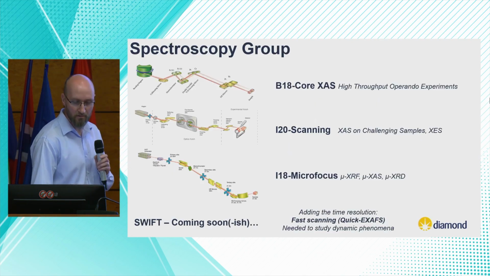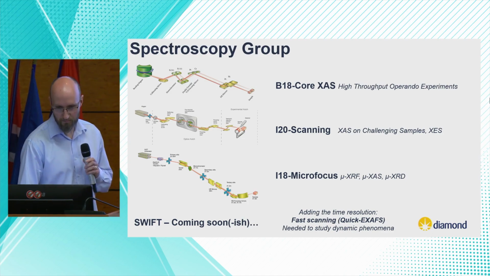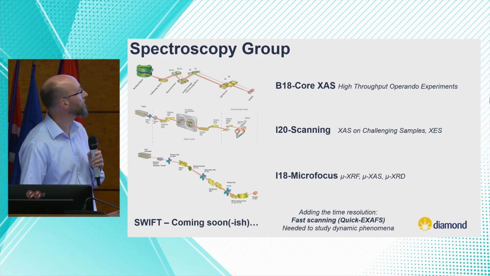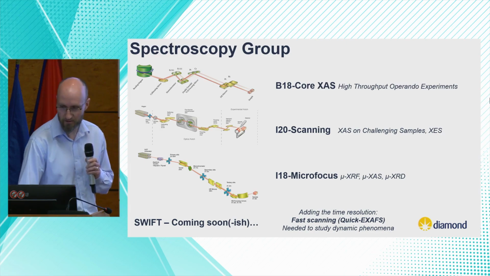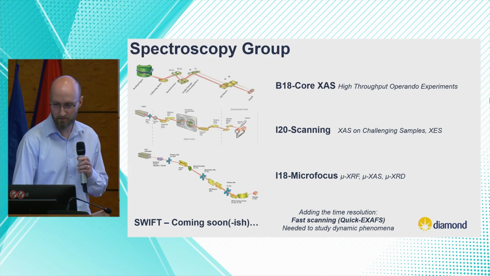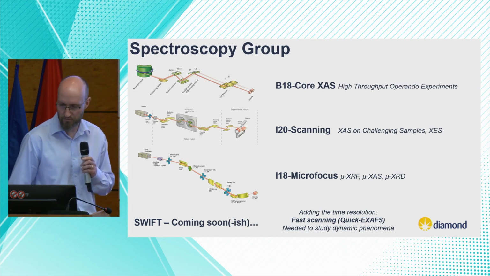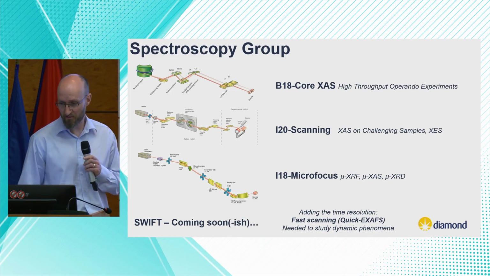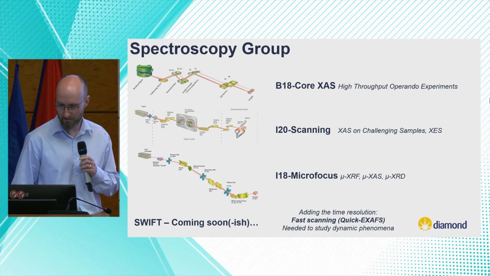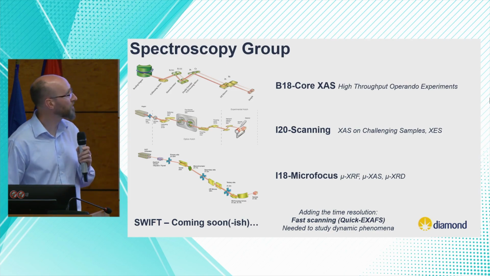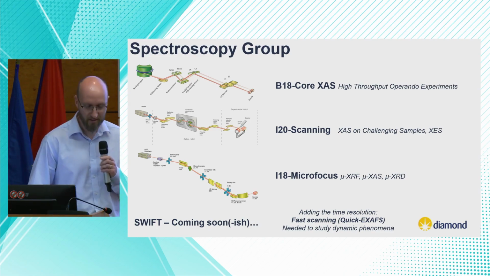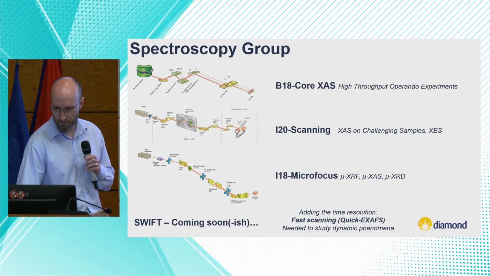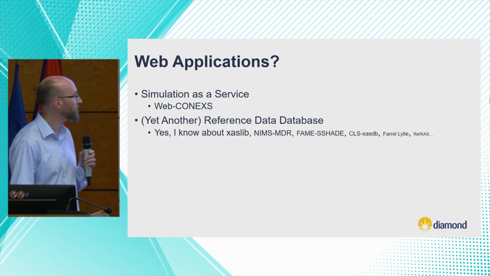So Diamond has a nice portfolio of spectroscopy beamlines. We've got core XAS for high throughput operando experiments. We've got a high flux, high resolution beamline for challenging samples. We've got microfocus beamlines for multimodal XRF, XRD measurements. As part of Diamond 2, we're building a new fast scanning quick XAFS beamline, but this is not really a sales pitch for the spectroscopy group. I'm here to talk about web applications.